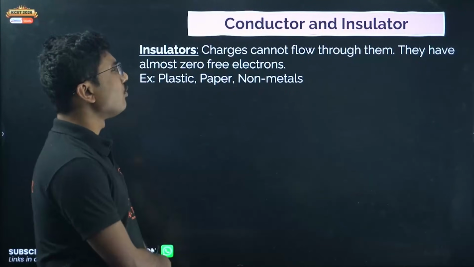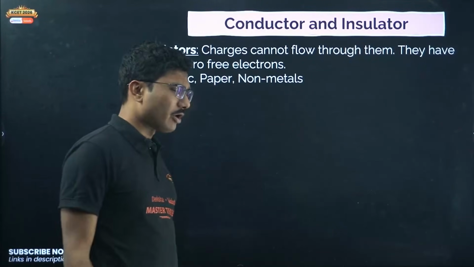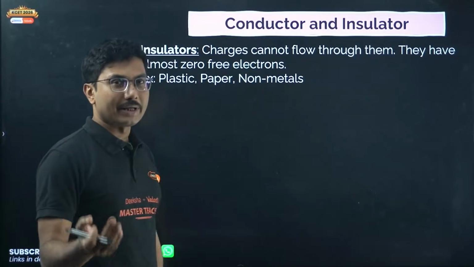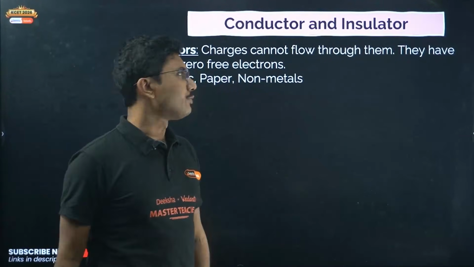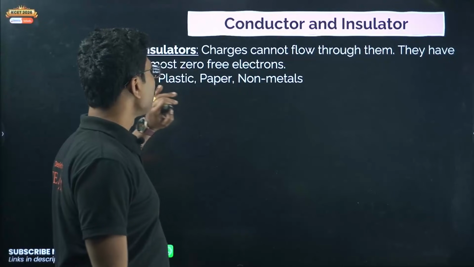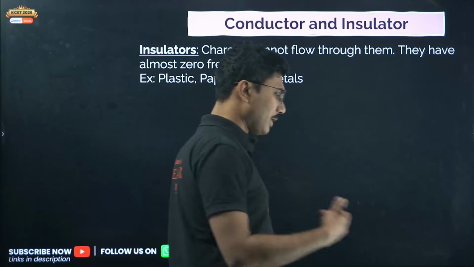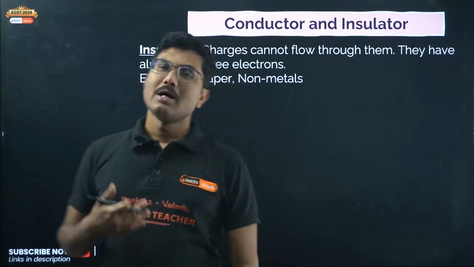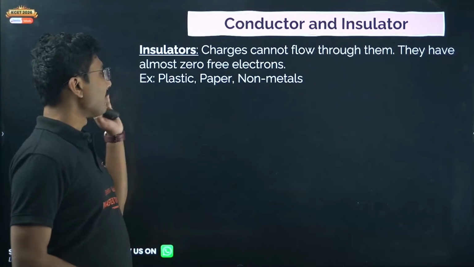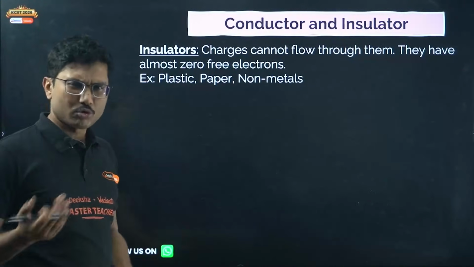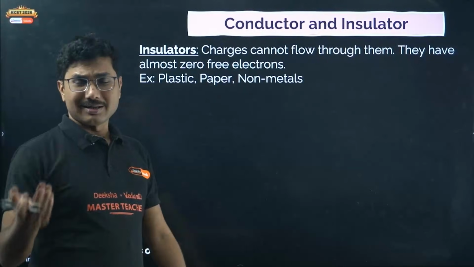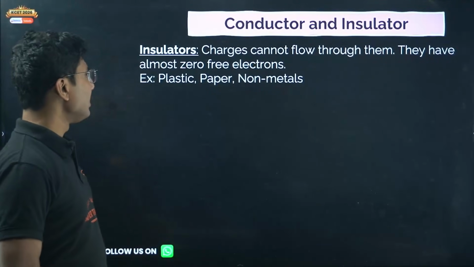Next we are going to discuss insulators. Charges cannot flow through them. If charges are not allowed to flow through a material, that material is called an insulator. They have almost 0 free electrons, so normally they do not have any free electrons that can carry electricity. Examples are plastic, paper, non-metals. Most non-metals are insulators. Plastic and paper are common examples of insulators.